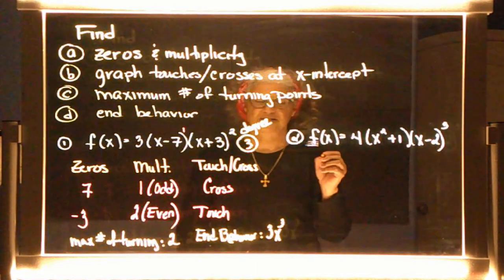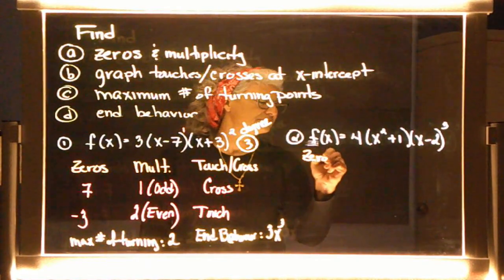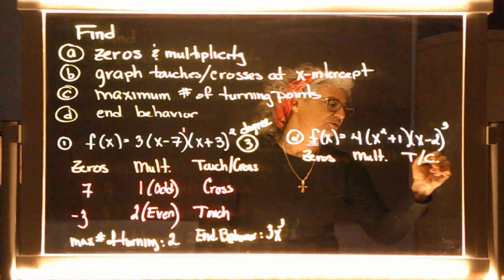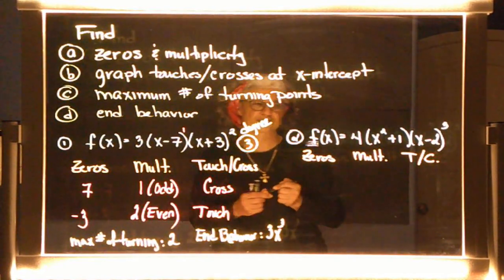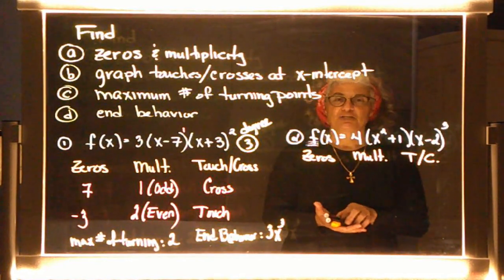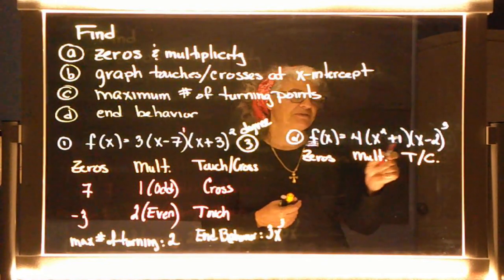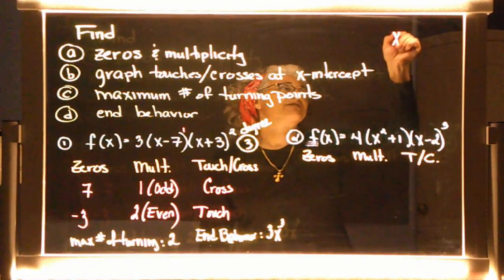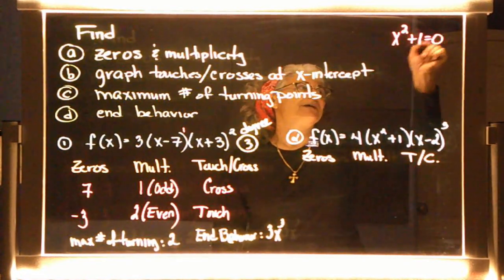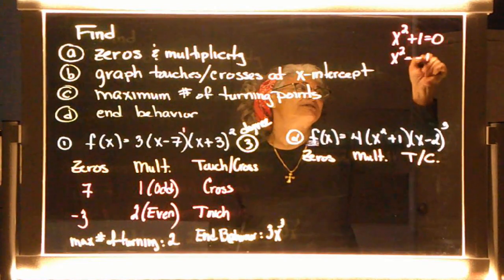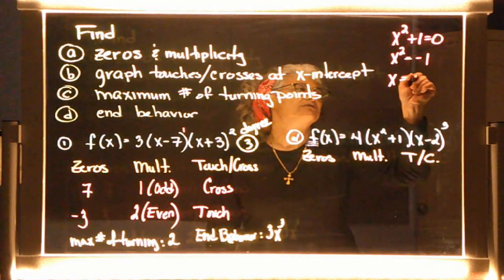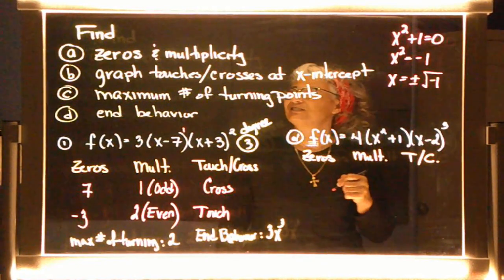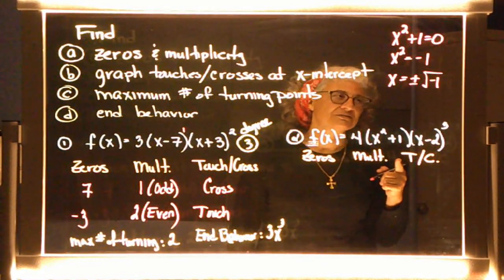Same questions. They want to know the zeros, they want to know their multiplicities, and they want to know if they touch or cross. Let's take care of those first two. So, here's a parenthesis, x squared plus 1. Okay, so I have to set that equal to 0 and solve, don't I? And when I set this equal to 0 and solve, I get the square root of a negative 1. Is that a real number?